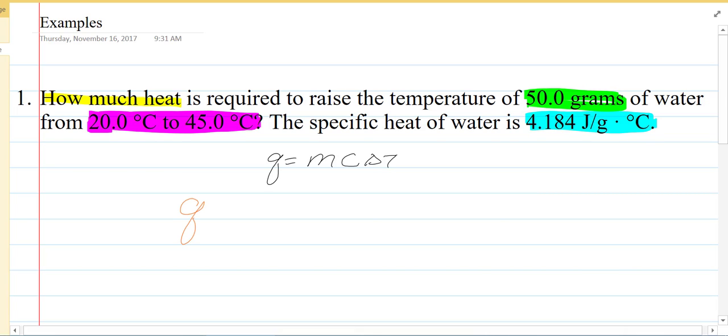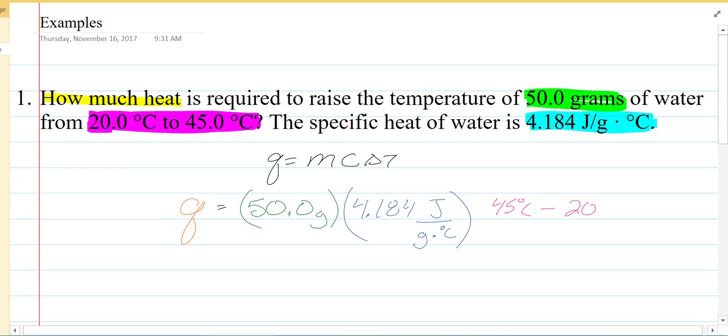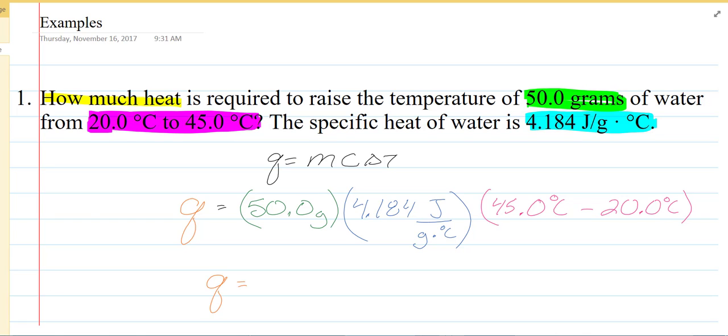Q equals mass, 50 grams. Our specific heat, 4.184 joules per gram degrees Celsius. And then delta T would be 45 degrees Celsius, my final temperature, minus my initial temperature of 20 degrees Celsius. That gives me a Q of 5,230 joules.